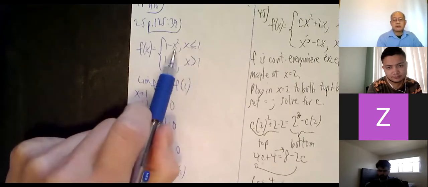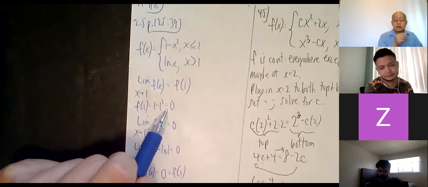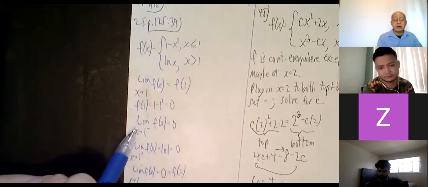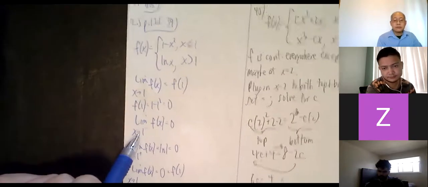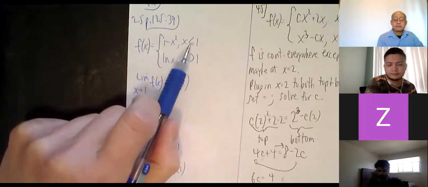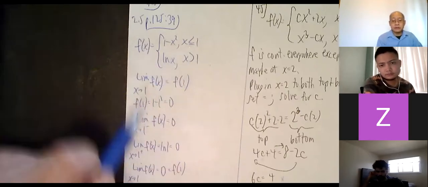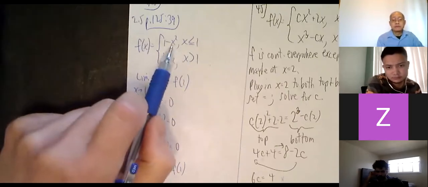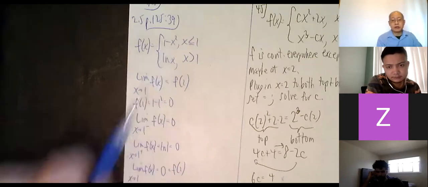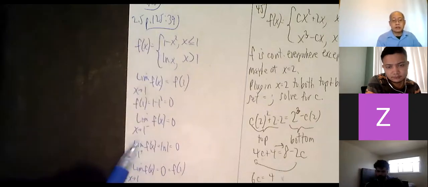Do the top one: 1 minus 1, 0. Now I need the two-sided limit. So what's the limit from the left? x approaches 1 from the left. That's the top piece, less than 1, like 0.9, 0.99, and so on, that I'm plugging into here. Well, we already did that. That's going to be 1 minus 1, 0.